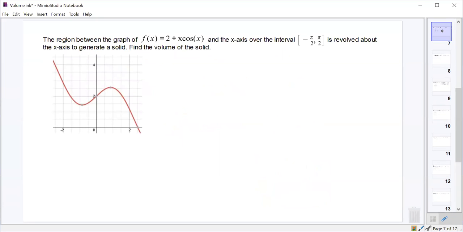All right, let's take a look at another one. We got 2 plus x cosine x from negative pi over 2 to pi over 2. So something like this. It's not perfect, but could be a lot worse. It's going to look something like that. Everybody agree if we revolve that around the x-axis, we're going to get like a vase looking thing or something sort of?